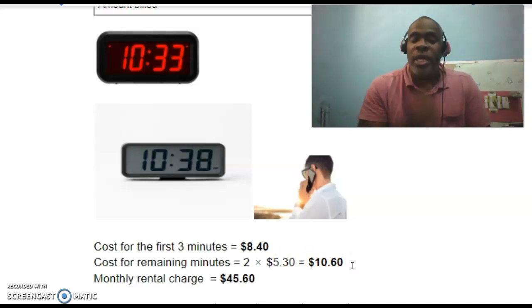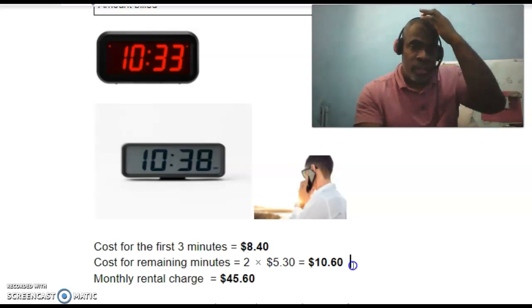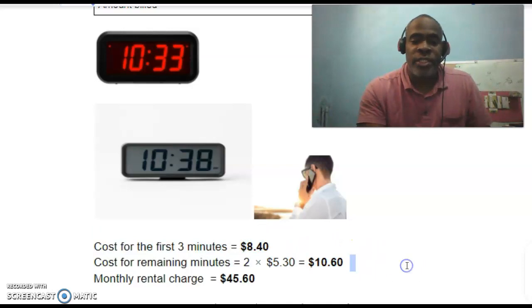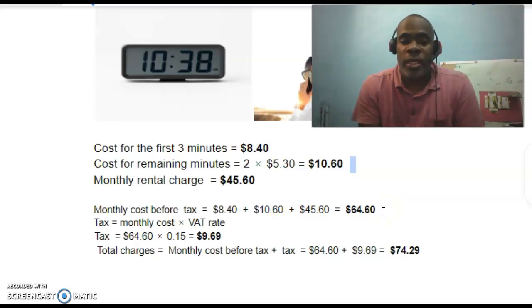Then now the monthly charge is $45.60. Our monthly rental charge, meaning that's what he pays. He has to pay the rental charge every month. Good. Now, so you have 3 different charges here so far. So what are we going to do with those 3 charges? We're going to add the 3 charges. So $8.40 plus $10.60 plus $45.60. And the monthly cost before tax is $64.60. And you must do your calculation to ensure that I am correct as well.